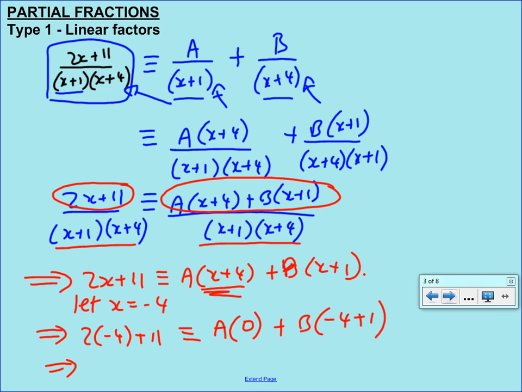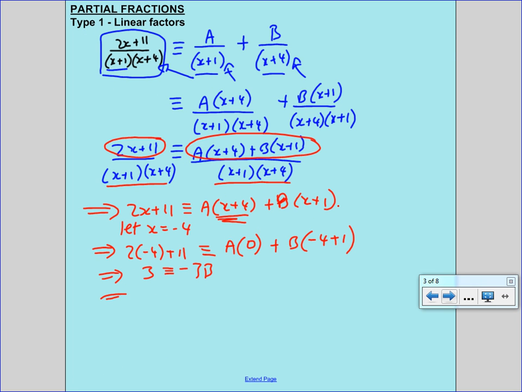So this gives me minus 8 plus 11, which is 3, is the same as a times 0 is 0, minus 4 plus 1 is minus 3b. So therefore, b must equal minus 1. Similarly, let's get rid of the other bracket this time. Let x equal minus 1.